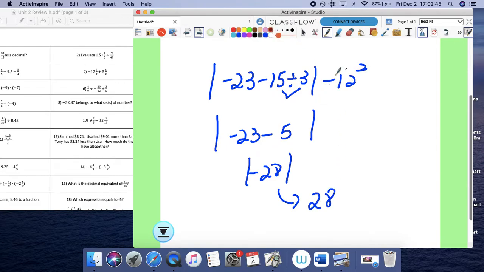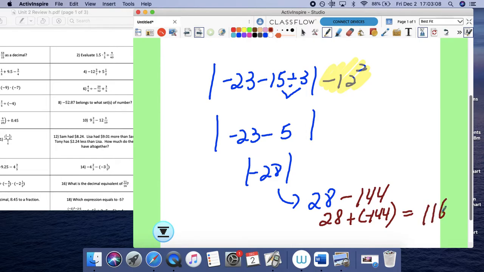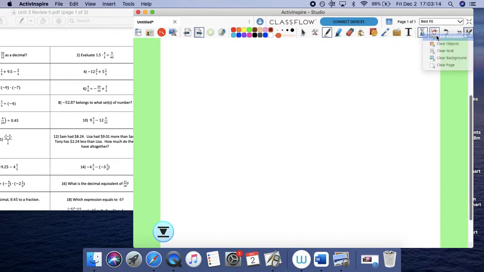Minus, don't forget, we have this guy right here, right? Minus 12 to the second power, which is the same thing as minus 144. 28 minus 144 is the same thing as 28 plus negative 144. And the negative has the greater absolute value, so you're going to get negative 116.